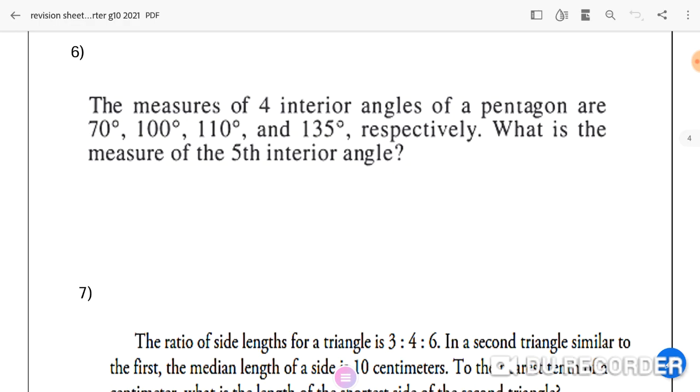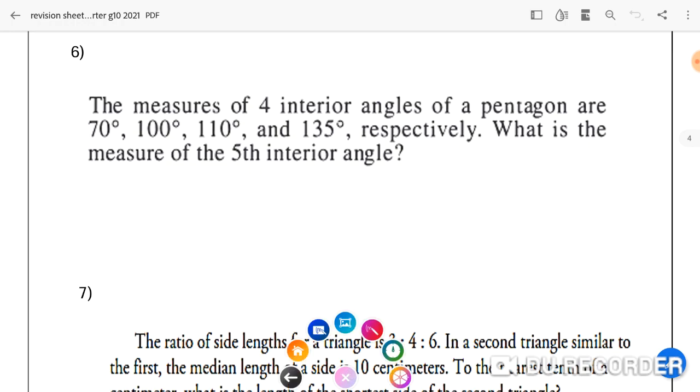Here we're going to try to find out the required in question number 6, and the question is about the measures of 4 interior angles of a pentagon are 70, 100, 110 and 135 degrees respectively. What is the measure of the fifth interior angle?